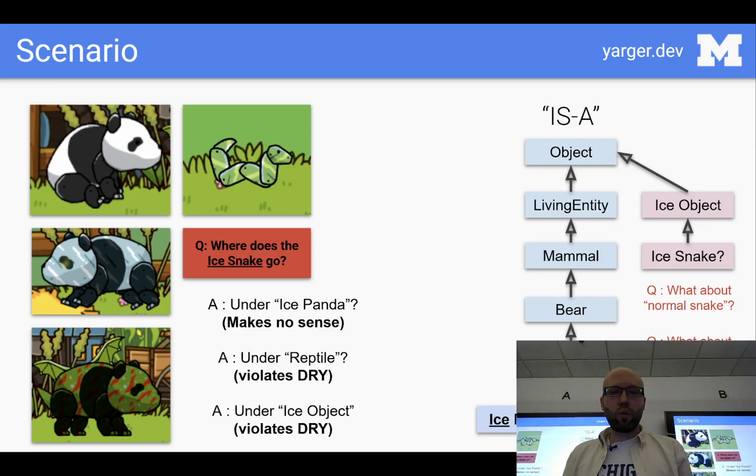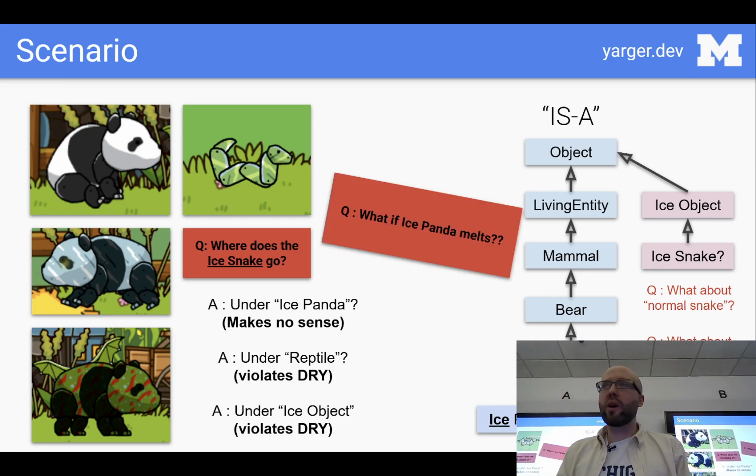And so, what do we do here? It's just not a good situation. What if the ice panda melts during gameplay? What if we want it to melt? What do we do?